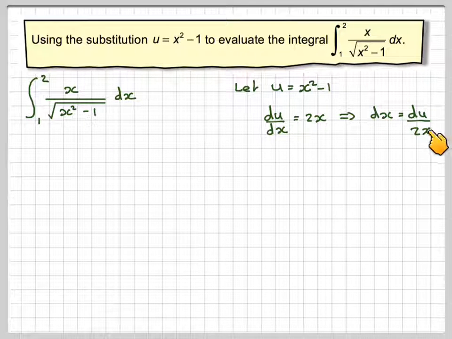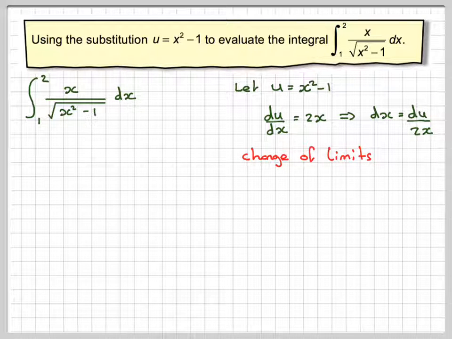Now, unfortunately, when we replace this with u, these limits are no longer valid, because these limits are limits of x. We need to make them limits of u. So, change of limits, and it's quite simple.